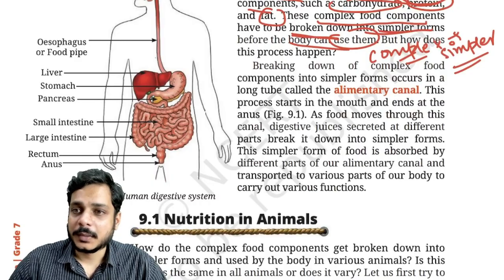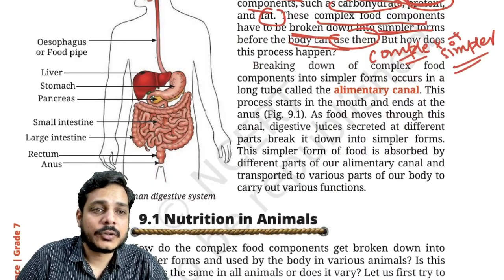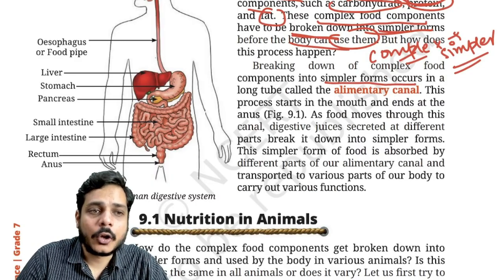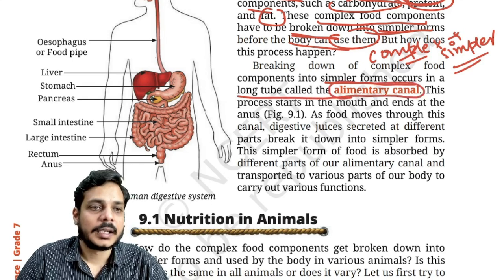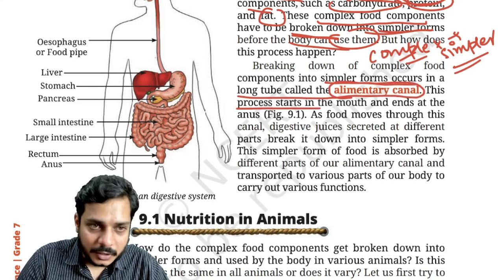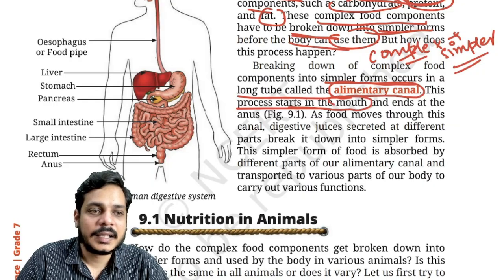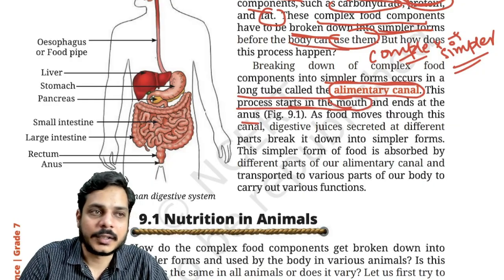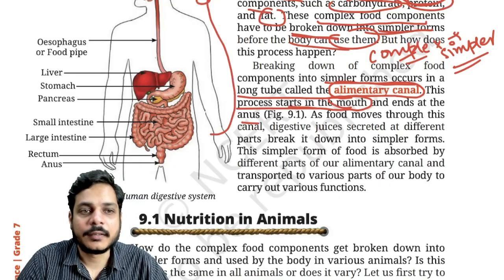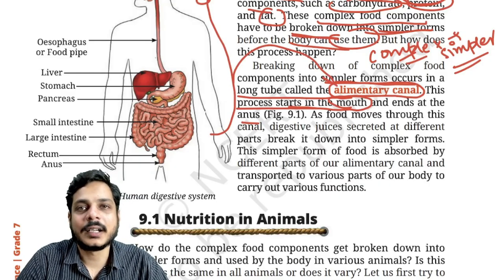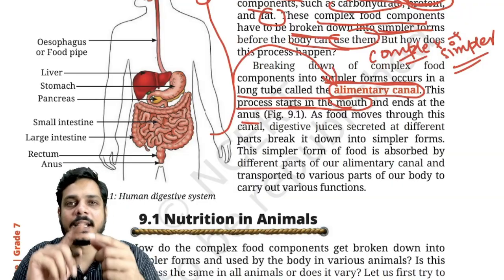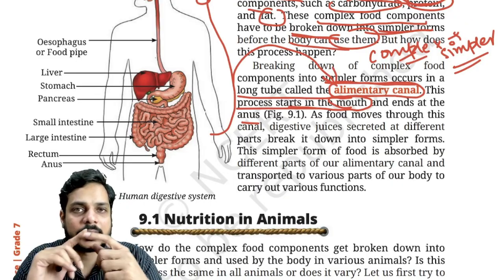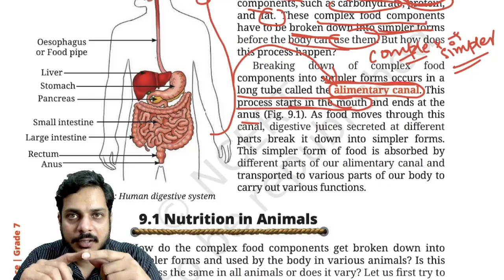Further, it says that the breaking down of complex food components into simpler forms occurs in a long tube called the alimentary canal. The process starts in the mouth and ends at the anus. Now you can see in this figure, all of the things that are mentioned here form a part of this alimentary canal. That means all your digestive processes. What is the digestive process? What is the motive of the digestive process?